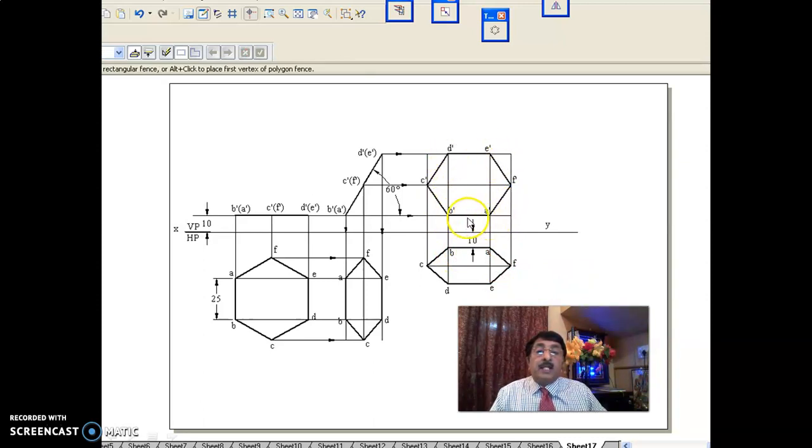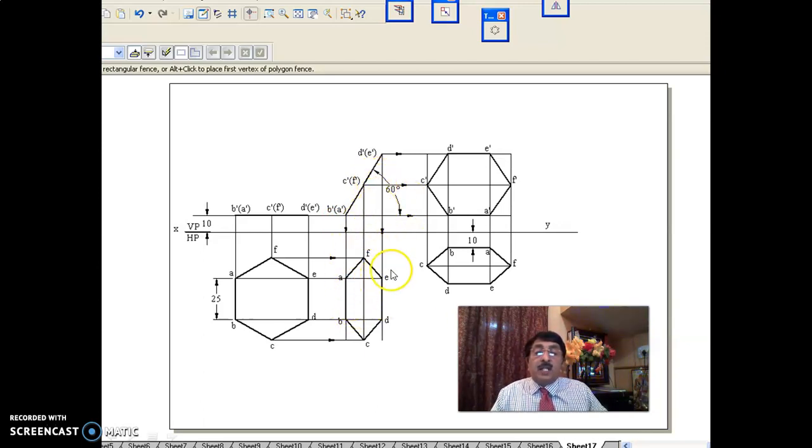This is A dash, B dash, C dash, D dash, E dash, F dash. In that way, the problem is completed in this respect. You see here, once you see the problem, you will clearly know, you draw with XY, VP, HP and all that. You draw the top view and front view at a distance of 10 mm, and this is 60 degree. The person who looks at this will clearly understand, oh, AB is not on HP, it is 10 mm above HP. Then he'll get the top view.